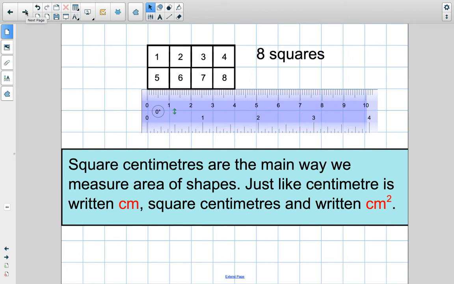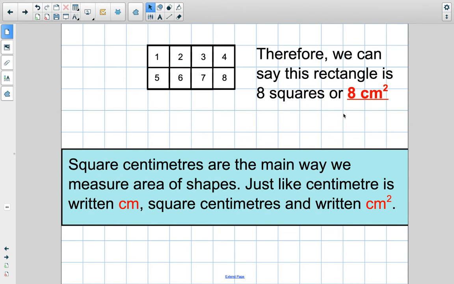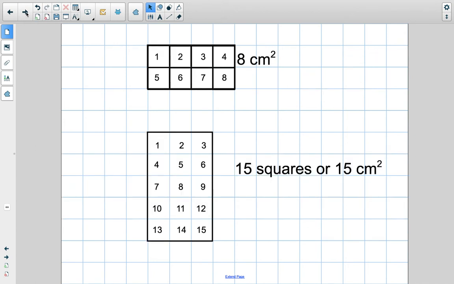So let's take a look then at this rectangle. If it's 8 squares and each of the squares is a centimeter, then we're going to measure that and write it as 8 centimeters squared with the 2 there. That's how we would say it, 8 centimeters squared. That's how we're going to be talking about area in math going forward.